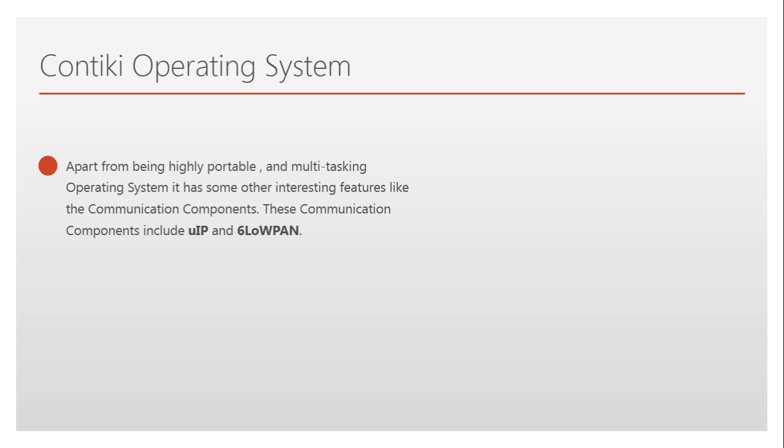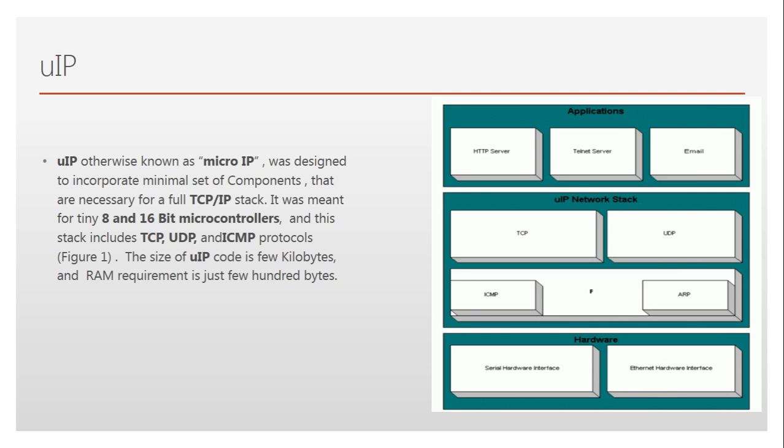So apart from having the features like being highly portable and being multitasking operating system, it has got some other new features which separates it from the rest, and these features are the communication components like micro IP or uIP and 6LoWPAN. So what is micro IP or uIP?